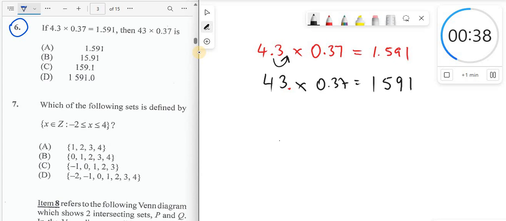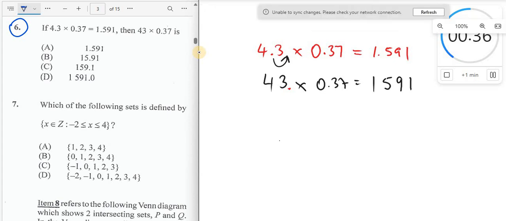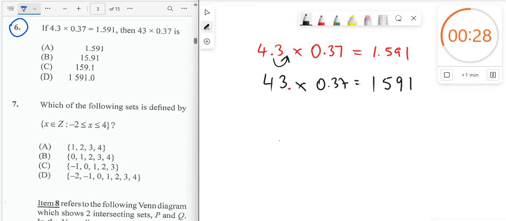Now if you look at the 0.37, it's still 0.37 we have here. So since we have 0.37, 0.37, and the 4.3 point is now at the end, they would have shifted the point one place to the right. So in our solution, all we need to do is shift the point one place to the right as well. So our answer is going to be 15 point. The point will now be here between 5 and 9. 15.91. And so our answer is B.